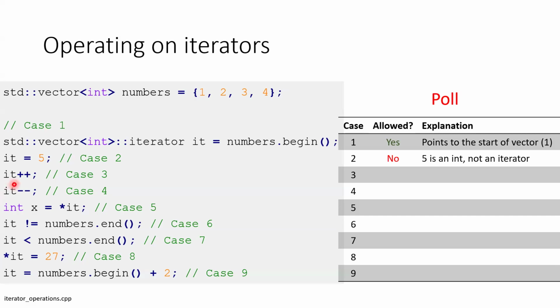Case 3, it++. Who thinks this is allowed? Who thinks this is not allowed? This is actually allowed because the plus plus operator is defined for iterators to move to the next element. Case 4, it--. Who thinks this is allowed? Who thinks this is not allowed? This is allowed, similar to plus plus, minus minus is defined to move to the prior element.